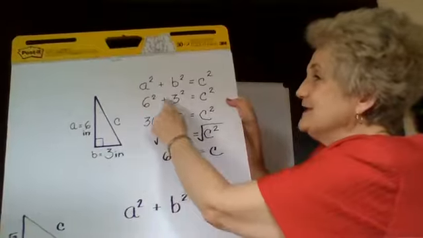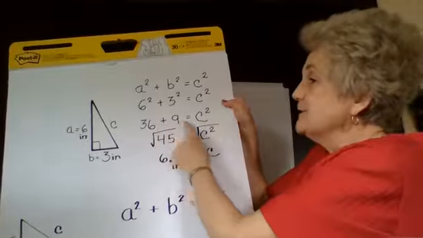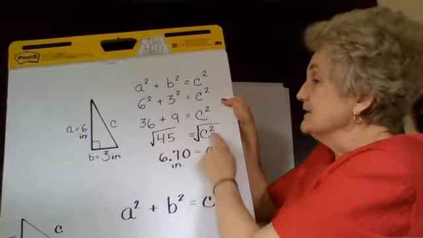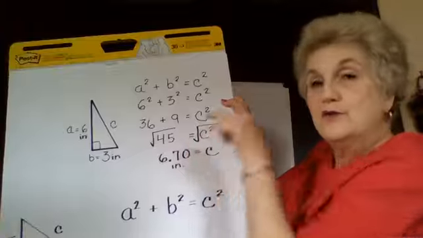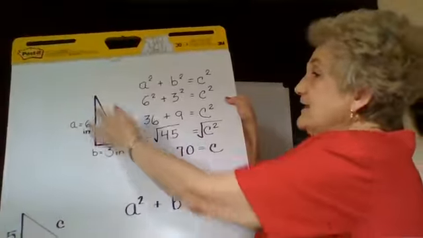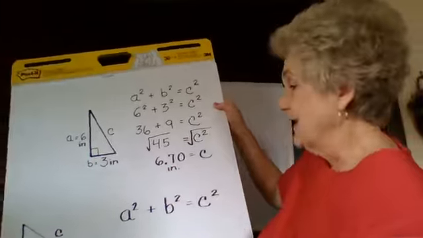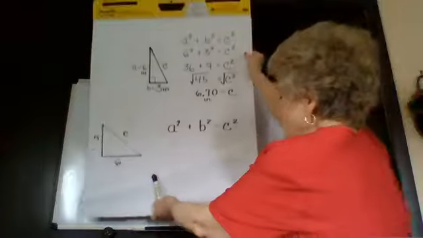6 squared is 36 plus 3 squared, which is 9, gives us C squared. 36 plus 9 is 45, equals C squared. Now you take the square root. You can use your square root key on your calculator, and you'd say C, or the length of the hypotenuse, is 6.70. Cool, huh?